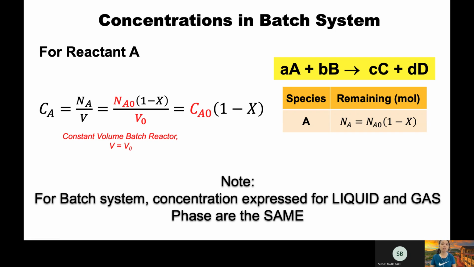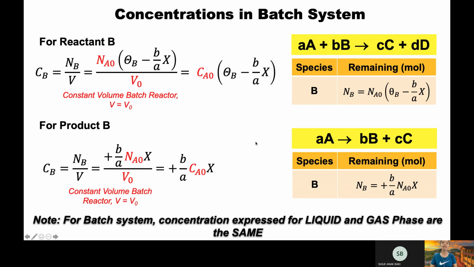So why do I write as V0? What is the importance of writing V0? Sebab nanti I have NA0 at the top, I have V0 at the bottom. So NA0 per V0 is actually equals to CA0. So now it becomes CA0 in bracket 1 minus X. So now I have expressed the concentration of A, remaining concentration of A as equals to CA0 in bracket 1 minus X. Done. So I dah express sekarang concentration of A.